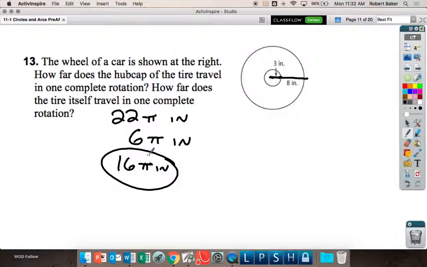How are those numbers different? Smaller diameters. They're a unit that's tied together, right? So it's just one rotation. One rotation of the hubcap is 6 pi units or 18 inches. One rotation of the tire is 22 pi units or about 66 inches. So they're still going one full rotation, they're just traveling different distances.